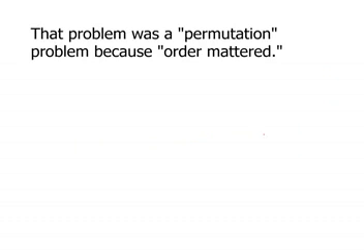So that problem was a permutation because, quote, order mattered. In other words, if we pick person A as the chair and then person B for the treasurer, picking them in a reverse order, where person B is the chair and person A is the treasurer, would be a different board. So swapping the people around in a different order actually results in a different board.